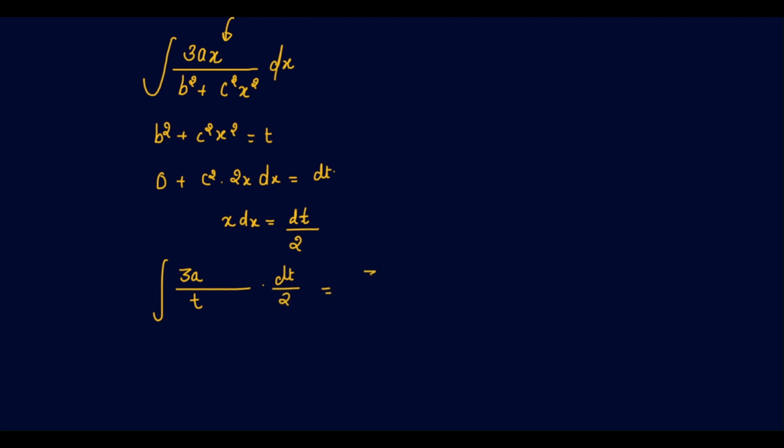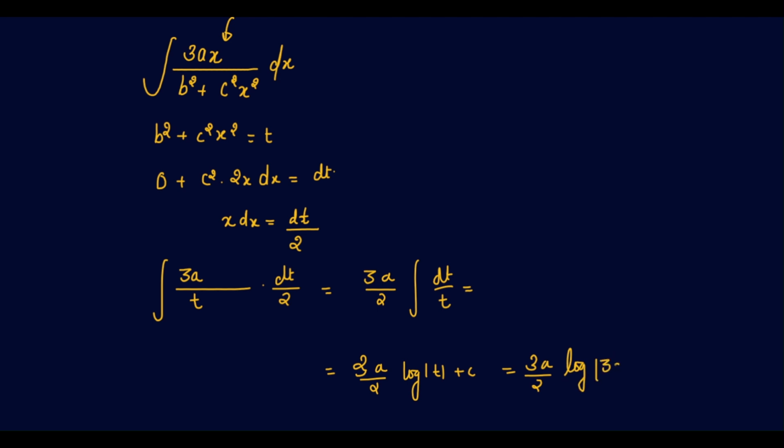Now let's take all the constant values outside and write dt over t. So you can write the value as 3a over 2, and dt over t will be written as log of mod t plus c, and you can write the value as 3a over 2 log of mod of, sorry, b square plus c square x square, plus c. This is the whole value that you will get.